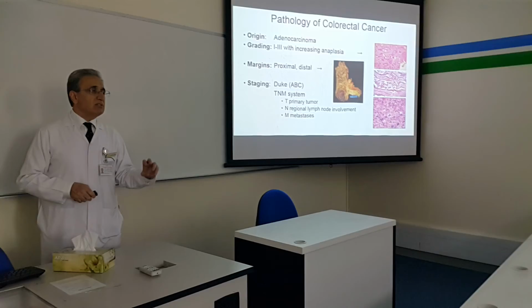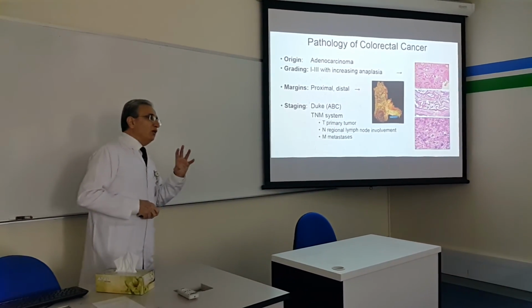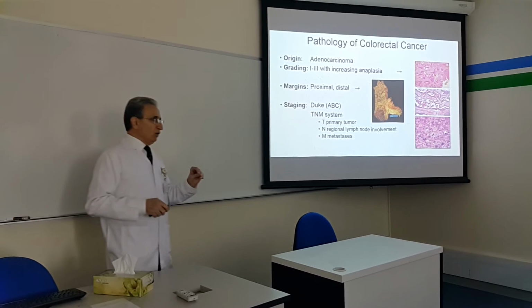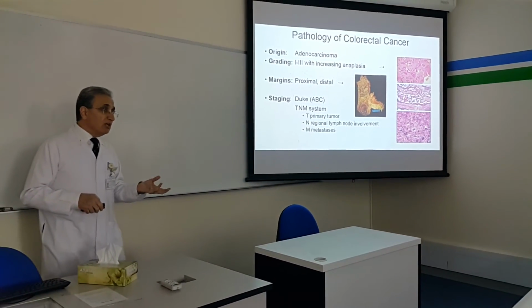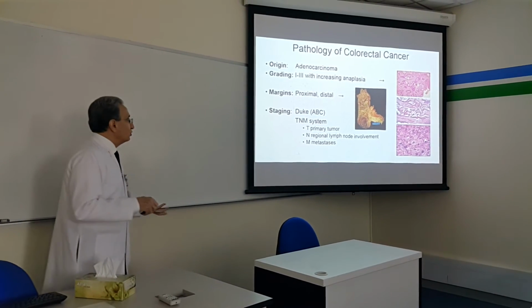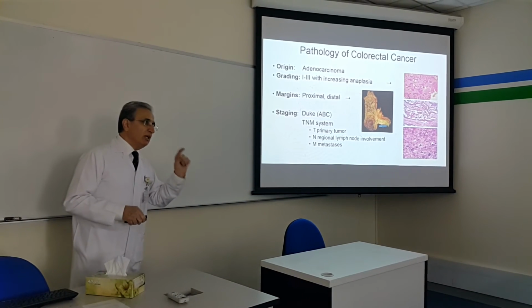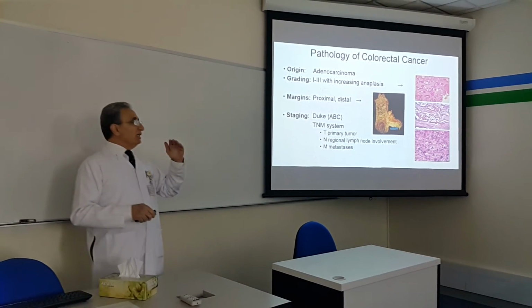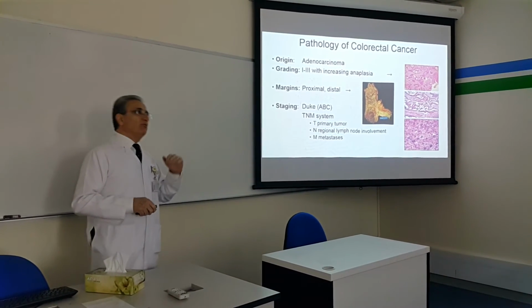Staging of colorectal cancer is based on at least two methodologies, or two systems that have been followed. The Duke system, which is the older one, is liked by the surgeons, so it's loved by the surgeons. And Duke is divided into A, B, C, the original Duke, A, B, C, based on the extent of invasion of the tumor through the wall of the colon.